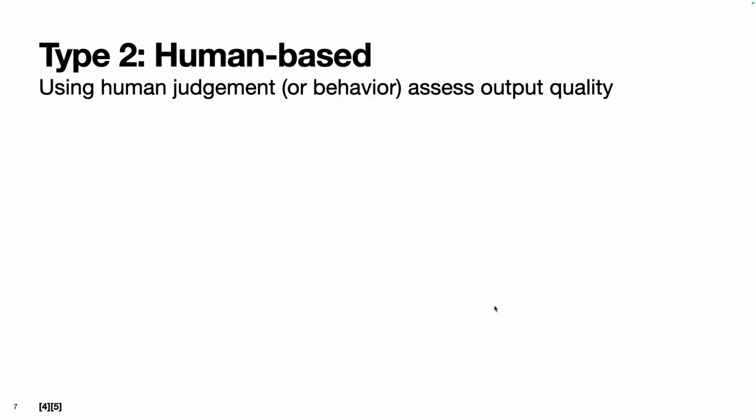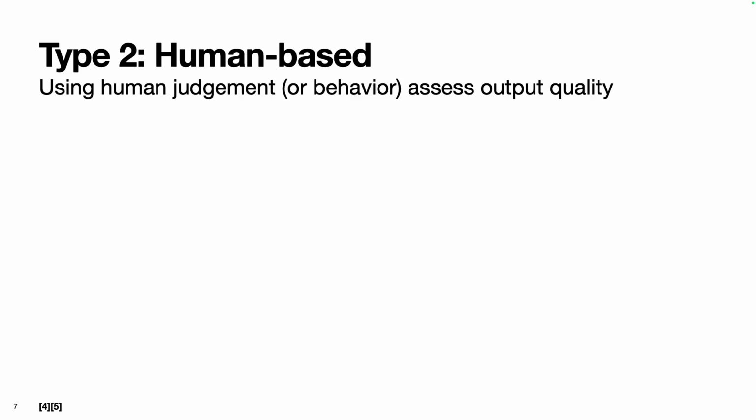The next type is human-based evals. So this involves using human judgment or behavior to assess the quality of an output. This is very much the gold standard, especially for a lot of open-ended tasks that involve taste, like writing YouTube titles or blog posts, or maybe require empathy, like some kind of AI doctor or AI therapist. These things are going to be difficult to assess with code-based evals, if it's even possible. That's where having these human-based evals is valuable.